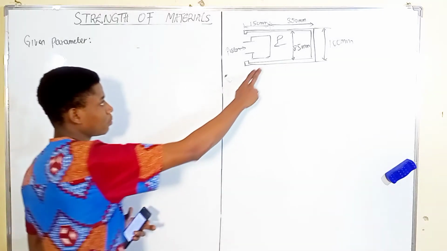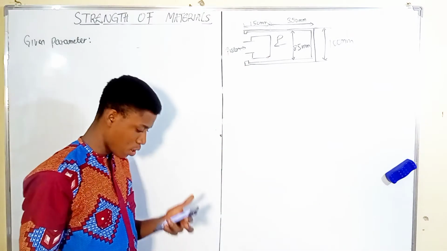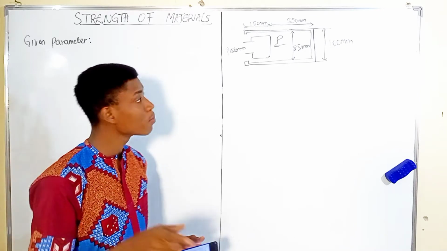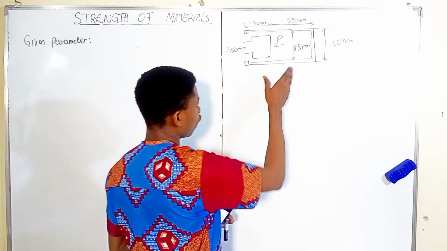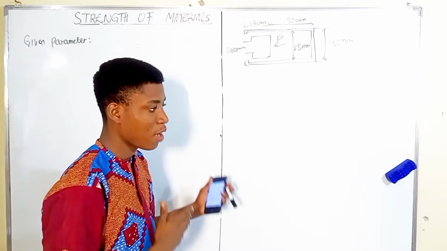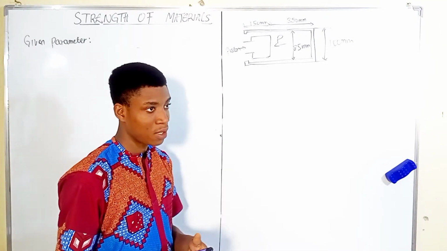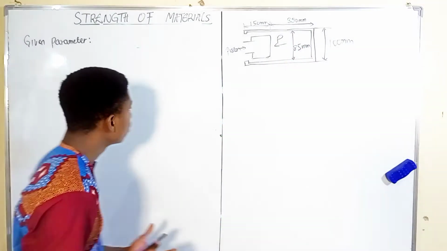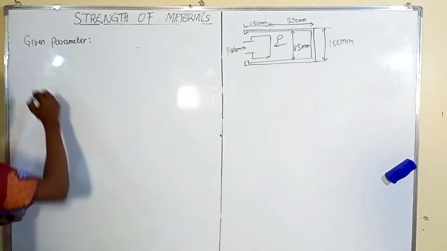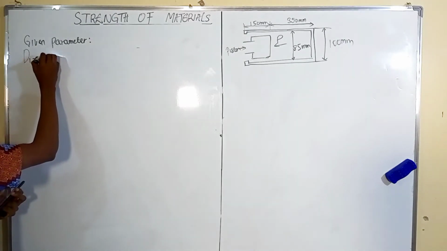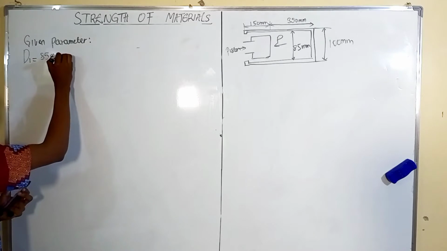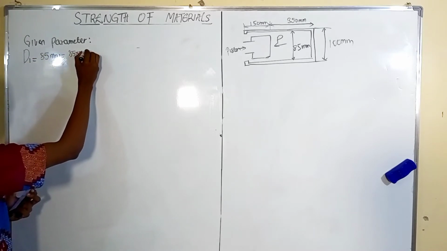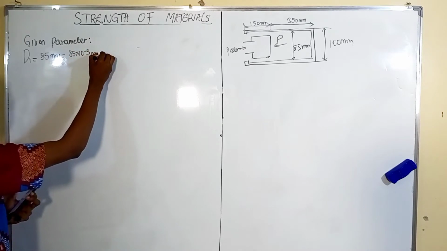Okay, now we have this diagram which shows a free piston. Now, as the question earlier said, this is a piston of two diameters. We have the external diameter and the internal diameter. The internal diameter is 85 millimeters. So our given parameters, we have the internal diameter to be 85 millimeters. When we convert it, we have 85 times 10 raised to the power negative 3 meters.